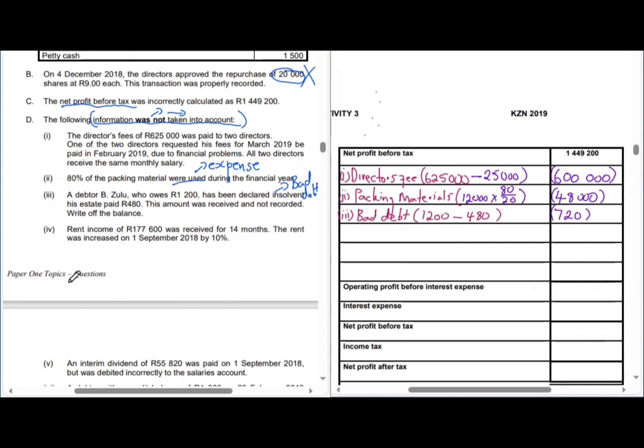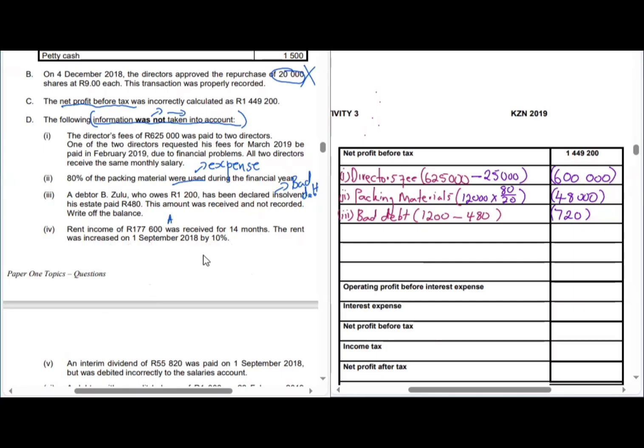So let's go to our fourth transaction. So guys, our fourth transaction is as follows: rent income. So now we know that our fourth transaction is all about rent income. So let's find out if ever they forgot all the information or they only forgot the adjustment. So let's find out. Rent income of 177,600 was received for 14 months. The rent was increased on the 1st September by 10%.